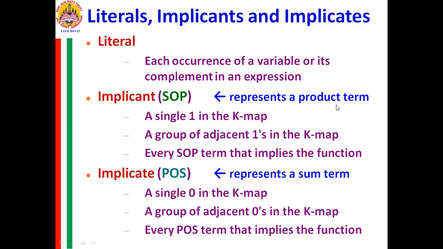Now, Boolean expressions are represented in two forms, the sum of product form and the product of sum form. If you have an equation in sum of product form, then the function evaluates to 1 for a product term present in the expression. And if a Boolean expression is expressed in POS form, then a sum term represents that the function evaluates to 0 for that particular sum term present in the Boolean expression.